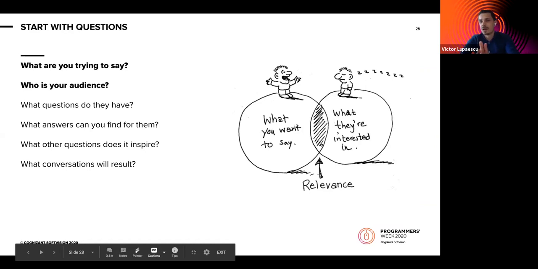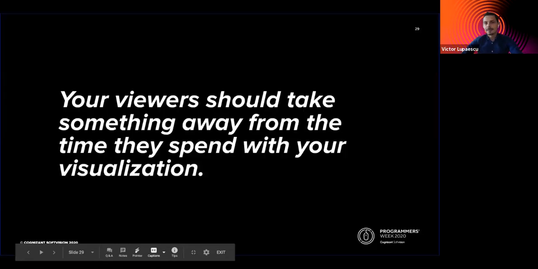And there's a sweet spot called relevance between what you want to say and what they're interested in. So try to find that sweet spot, and that can only happen if you really know what you want to say and what they're interested in. The key point here, you'll see this slide during the presentation. It contains a key point for that topic. Your viewers should take something away from the time they spend with your visualization. Don't waste their time.